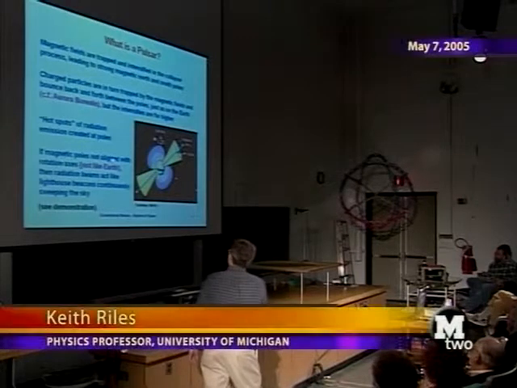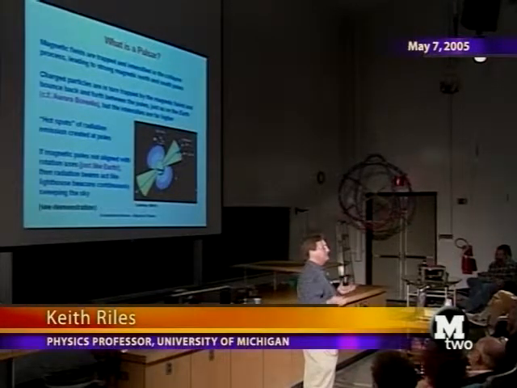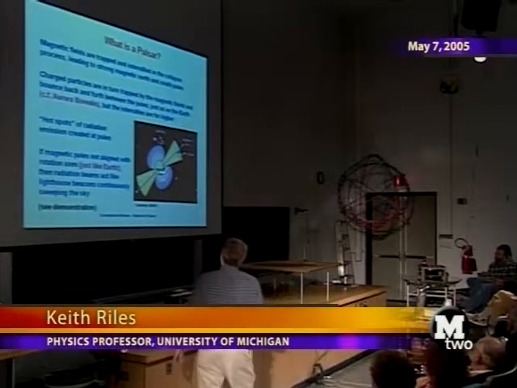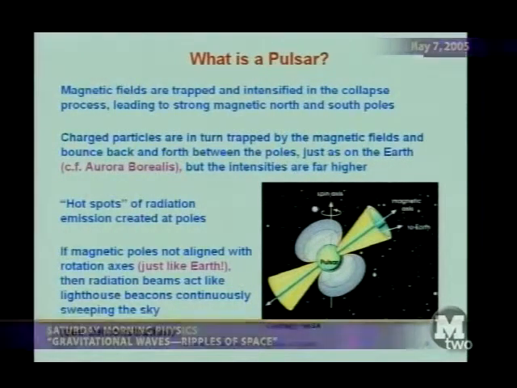And if those magnetic poles are not aligned with the rotation axis of the star, just like here on the Earth, our north magnetic pole is not at the north pole of the Earth, then you have a radiation beam that comes off of each of these poles that sweeps around the sky like a lighthouse beacon as the star rotates. And some of these stars rotate very fast, the most extreme case being 640 hertz.